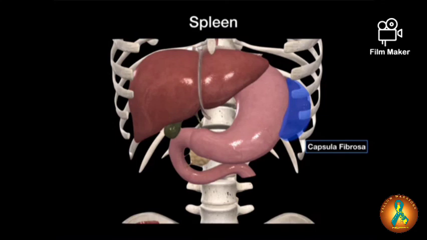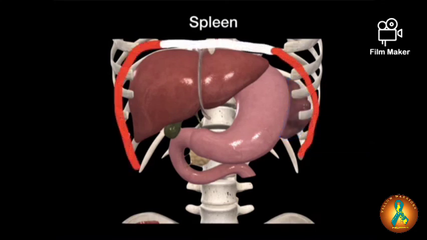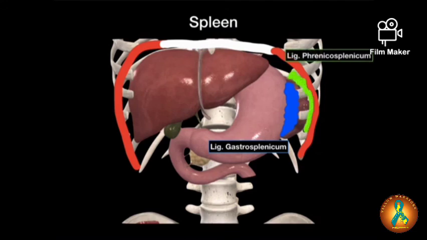So if you add the diaphragm again, the first peritoneal ligament you will see is the ligamentum gastrosplenicum. That's the ligament that connects the stomach to the spleen. And it's also connected to the diaphragm through the ligamentum phrenicosplenicum. Now it's kind of a hard name, but remember, phrenicum is everything related to the diaphragm. That's why it gets the name ligamentum phrenicosplenicum.